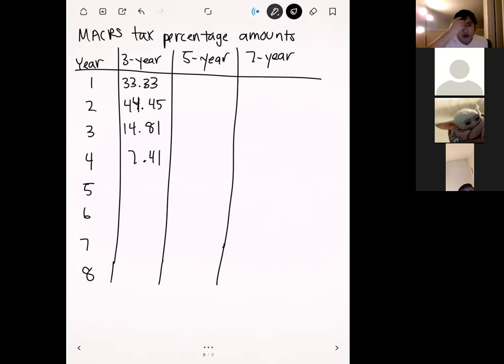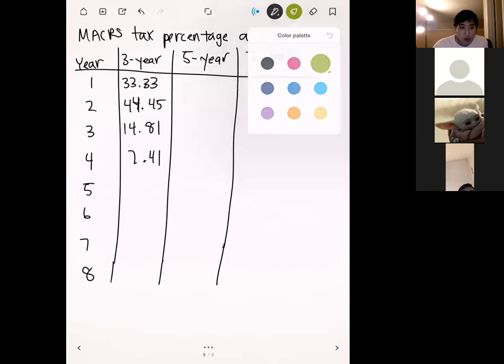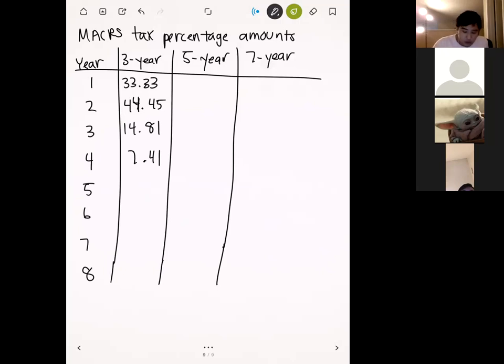You might be asking, if it's a three-year property, why are we getting depreciation charges in the last year? And why is the amount for year two greater than year one? Actually, both of these questions are related to each other. The reason we have that is MACRS runs on this additional assumption called the half-year convention.